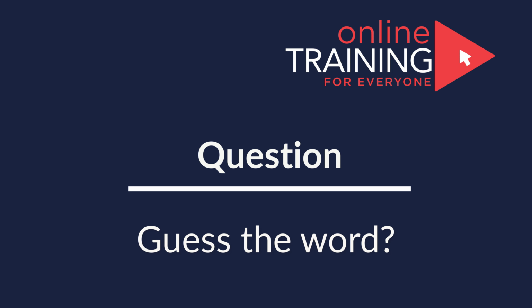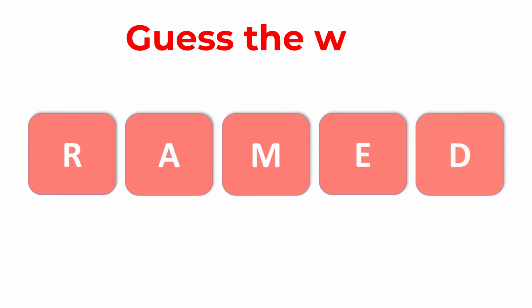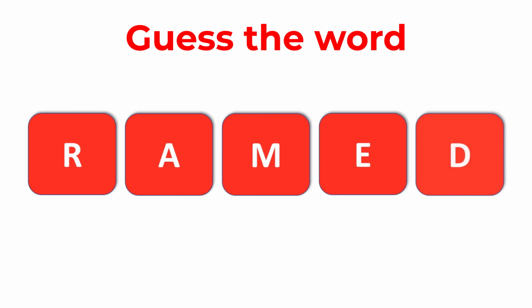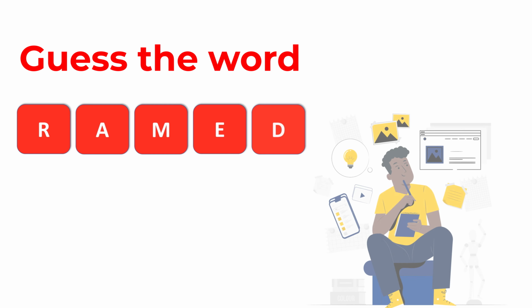Let's look at the question which you see on the test very often. You need to guess the word and you're presented with 5 different letters. On the screen you see letters R, A, M, E, D, and you need to form a valid English word using these 5 letters.